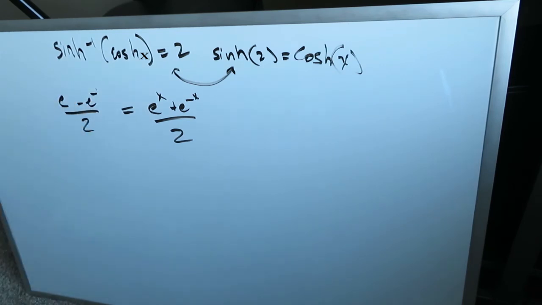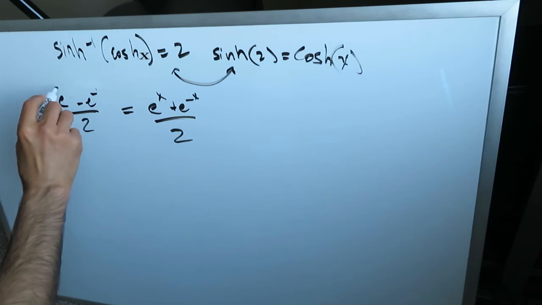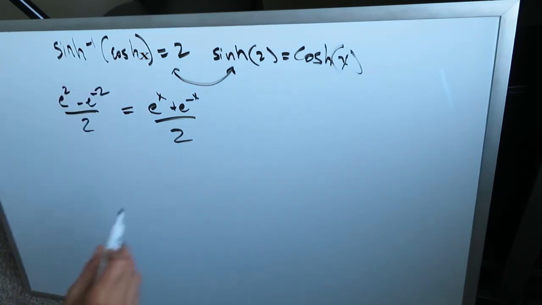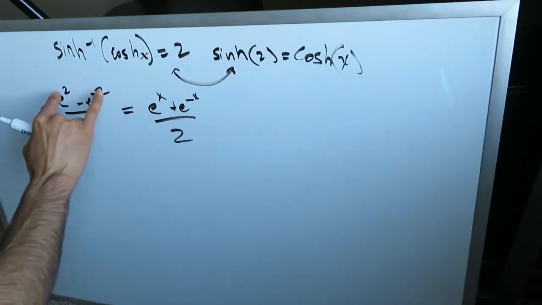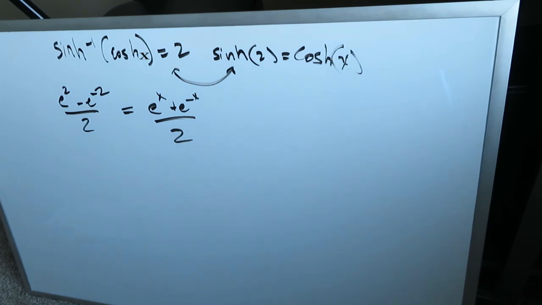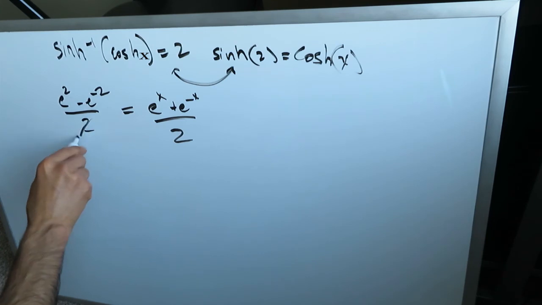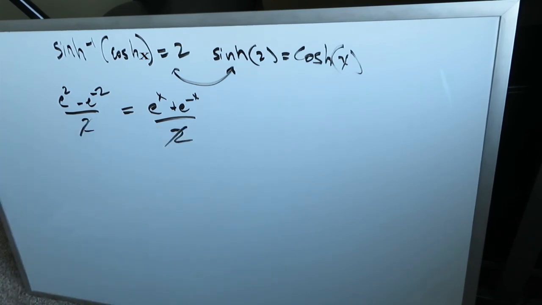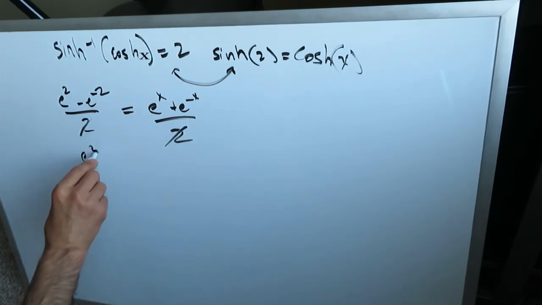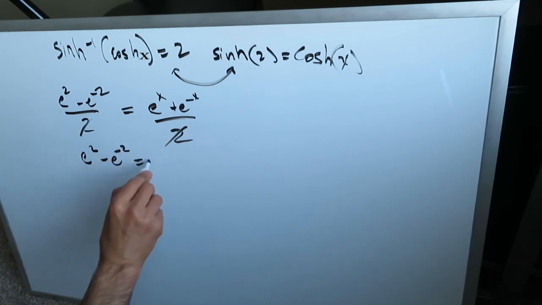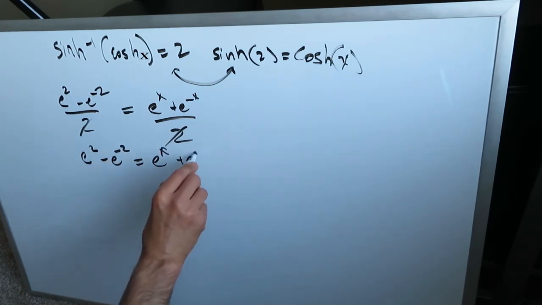So that's all you gotta do over here. It's actually e squared minus e to the minus 2, because this 2 is represented here in place of x. Look over here, you got divide by 2, divide by 2. These would eventually cancel out, so cancel them out right over here. You essentially now have e squared minus e to the minus 2 is equal to e to the x plus e to the minus x.